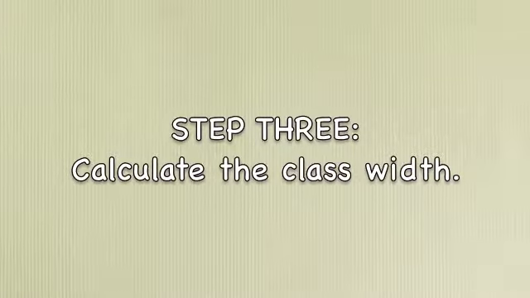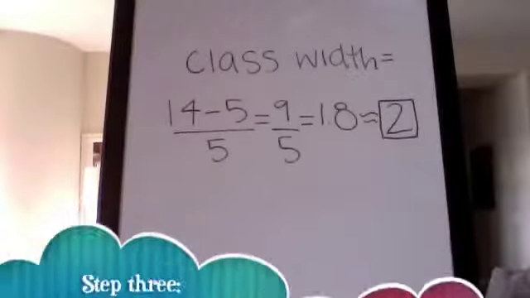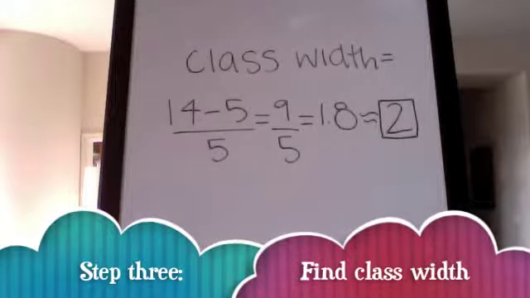Step 3. Calculate the class width. The class width is the maximum value minus the minimum value divided by the number of classes. In my example, I subtracted 5, my minimum value, from 14, my maximum value, and divided it by the total number of classes, 5. I got an answer of 1.8, but since I could not have a decimal answer, I rounded up to 2.